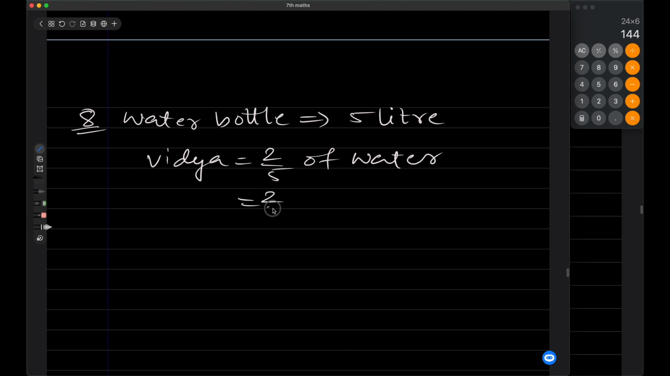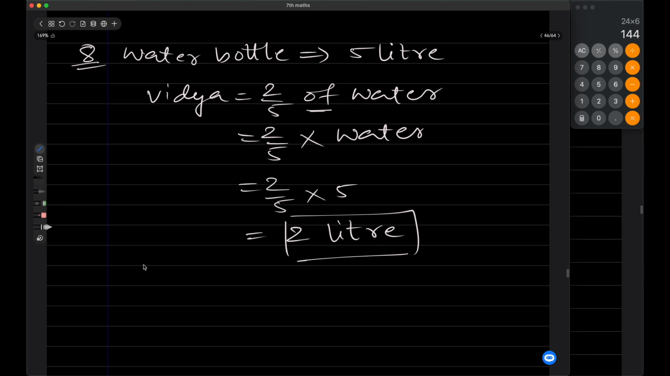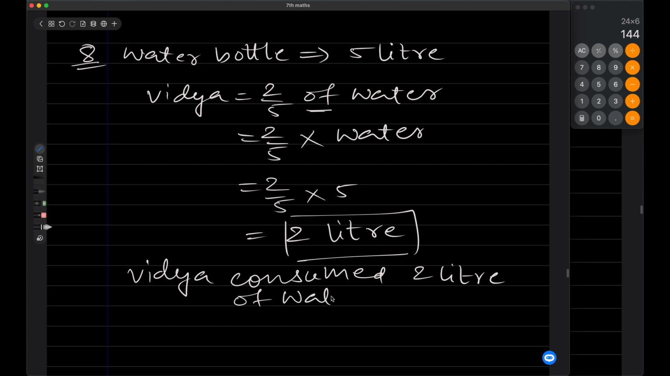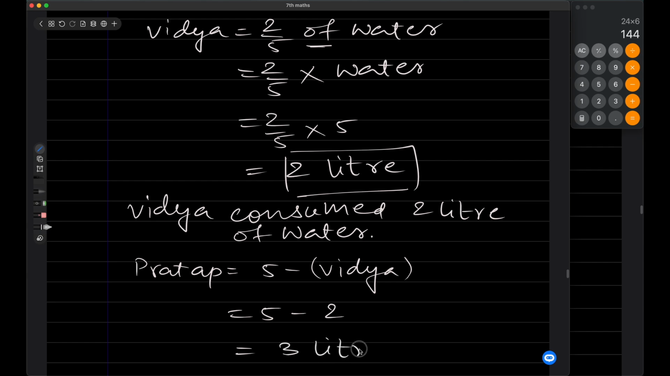If Vidya consumed 2 by 5, we can replace of by multiplication sign, and total water is 5 liter, so 2 by 5 into 5 liter, 5 gets cancelled. We have 2 liter. So Vidya consumed 2 liter of water, and remaining is consumed by Pratap, that is 5 minus Vidya consumed 2 liter, that is equals to 3 liter.